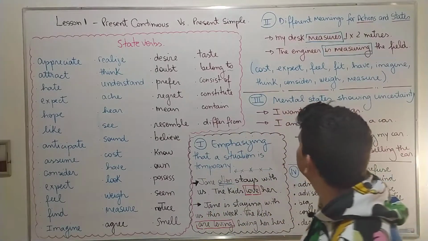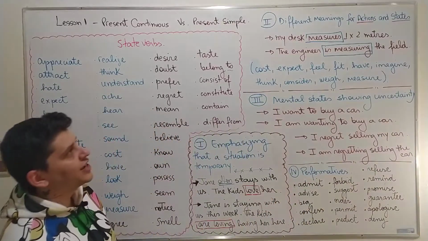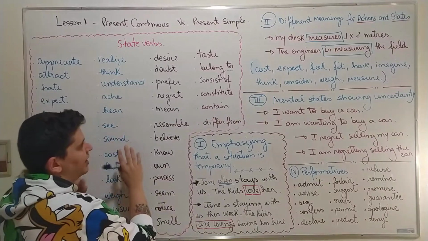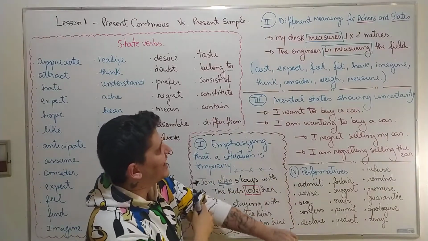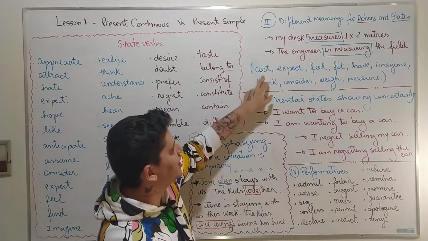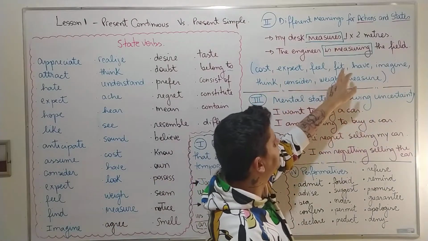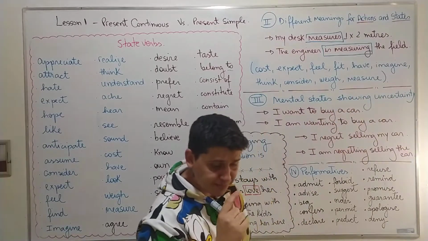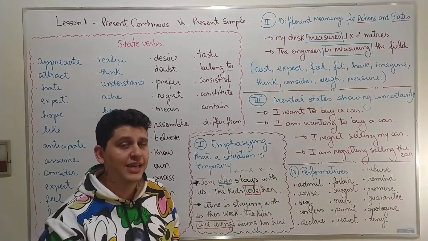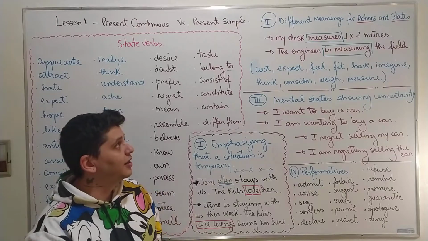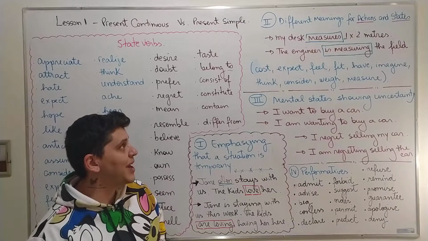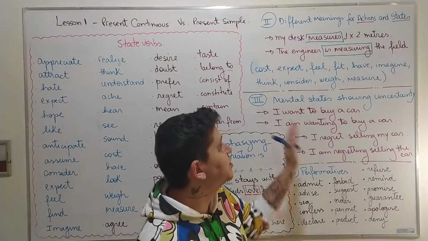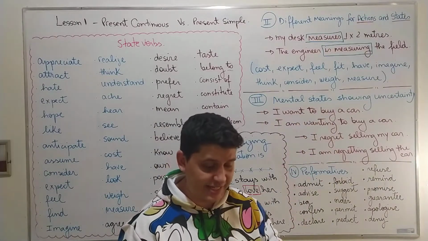Number 2 now, different meanings for actions and states. So these verbs that are in blue, more precisely these ones that are written here: cost, expect, feel, fit, have, imagine, think, consider, weigh, measure, they can be used to talk about states and they can be used to talk about actions too. Look at the example. My desk measures 1 by 2 meters. That's my desk. It measures 1 by 2 meters. It's a fact about my table.